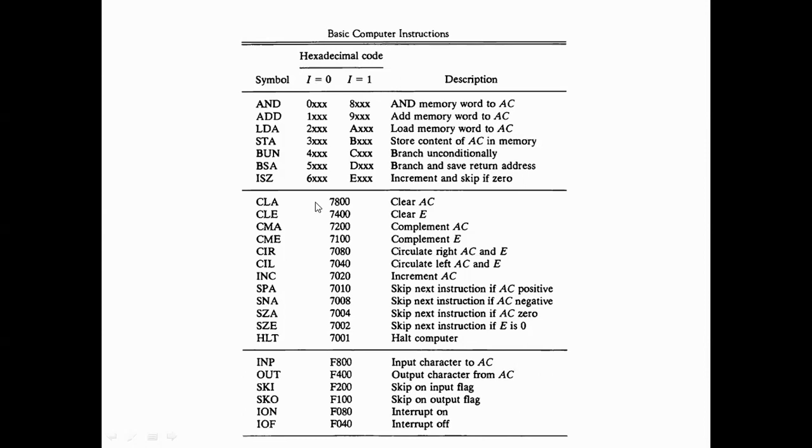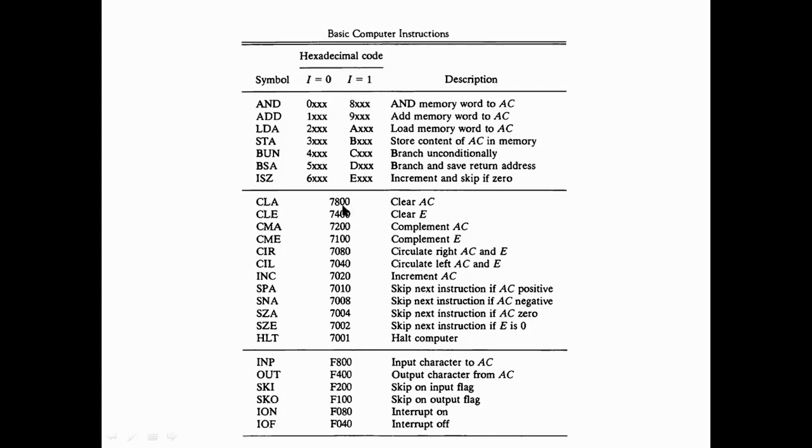And the second set, which is the register reference instructions, for that we know that the first 4 bits are always 0111. That's why everything here is starting with 7. And for input output instructions, we know that the first 4 bits are 1111. That is why all these are F, because in hexadecimal 4 ones means F. And whatever is here is the corresponding operation code.